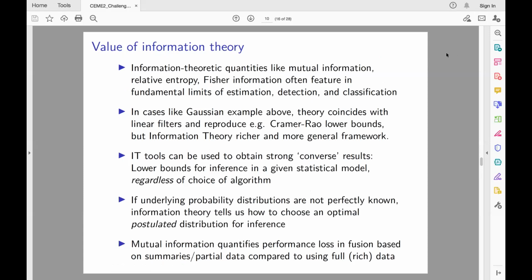So, the general pitch for why information theory is a useful approach. Firstly, these quantities crop up all over the place: mutual information, relative entropy, Fisher information. When you talk about any kind of estimation, detection, or classification problem, these are the things that turn up in the bounds. Like I said already, in simple cases like the Gaussian case, the theory coincides with the linear filters, and what we recover is essentially the Cramer-Rao lower bound.